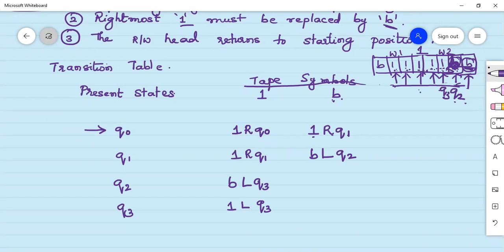So when will I make any change is when I get this blank. So if I get a blank when I'm in Q3, starting position is this, isn't it? Starting position is this. So I move towards R and I change the state to Q final, something like that. That's our final state. Okay.